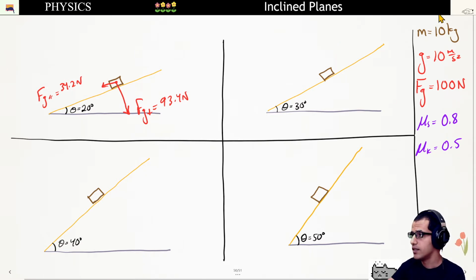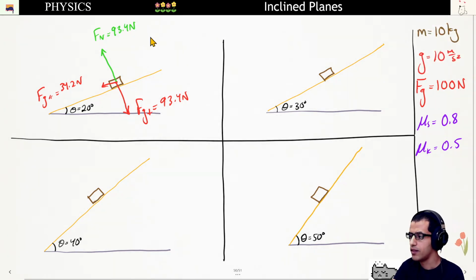From this, I can now draw in my normal force. I know my normal force will be equal to the perpendicular component like this. So here I have a large normal force of 93.4 newtons. And because I have a normal force and I have a coefficient of friction, we're going to have a force of friction.